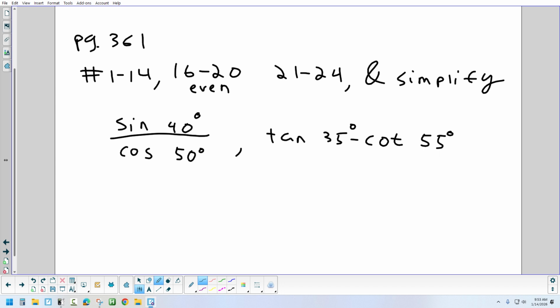So the homework is mostly in the book, but the last 2 questions are like what we just did on the board. They're very quick. So make sure you do the 2 simplifies as well.